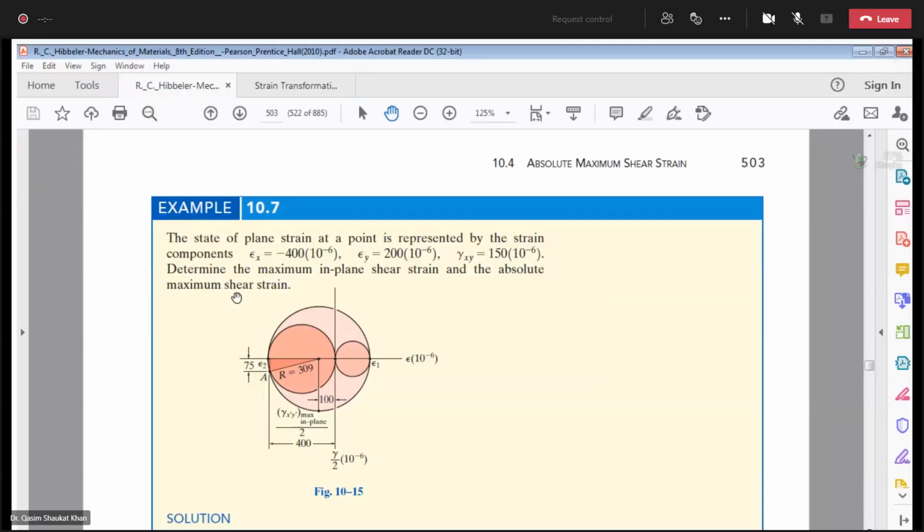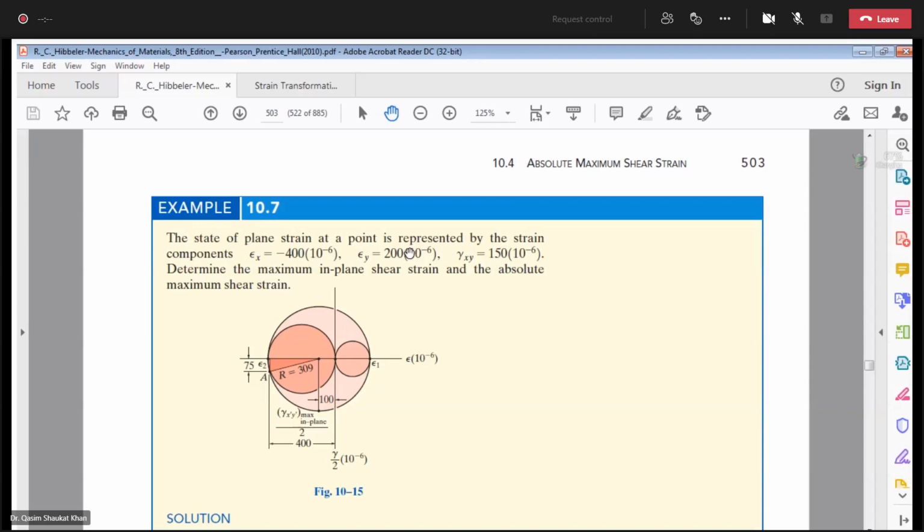Guys, in this question, first of all, you will draw the Mohr circle. You have epsilon x, epsilon y and gamma xy. To draw the Mohr circle, first you will calculate the average strain. That will give you the coordinates of point C. Then you will have the coordinates of point A, minus 400 microstrains and 75 microstrains. We will draw the Mohr circle. Then we will calculate the principal strains epsilon 1 and epsilon 2.